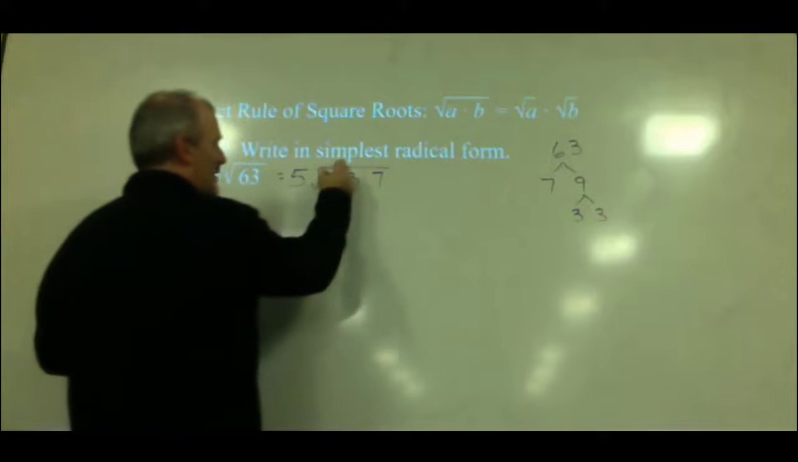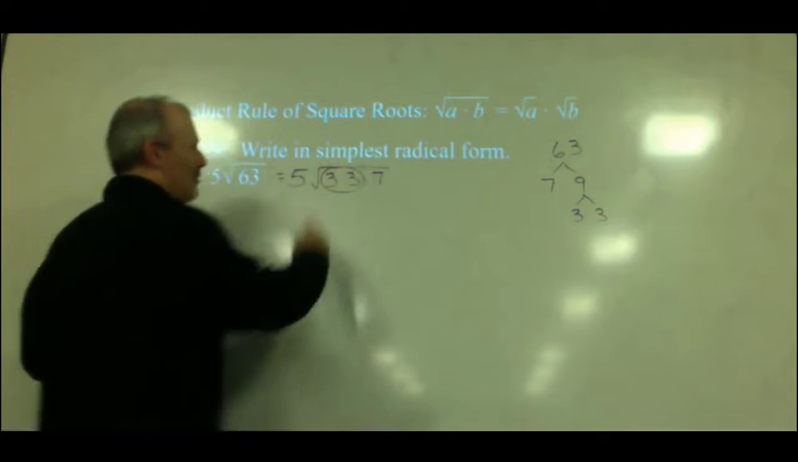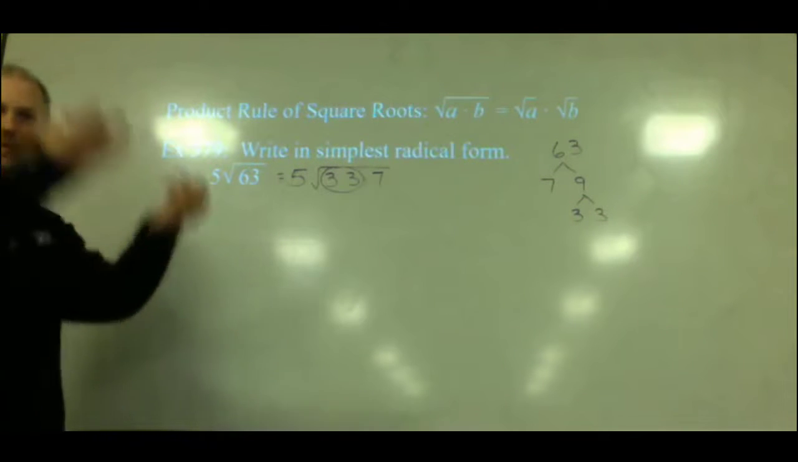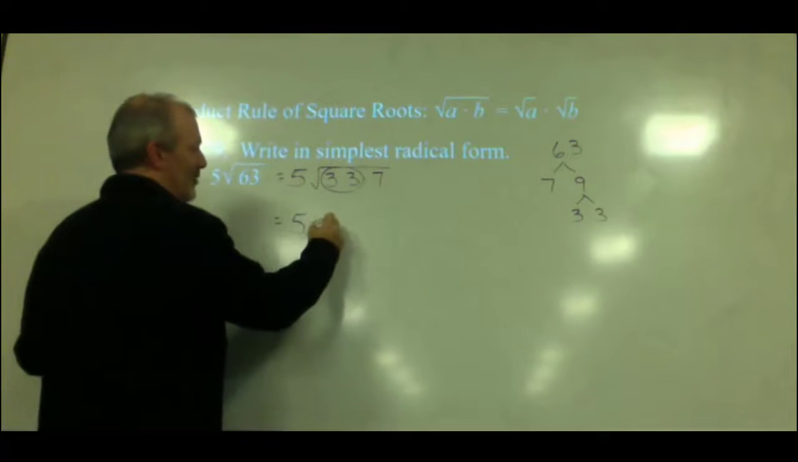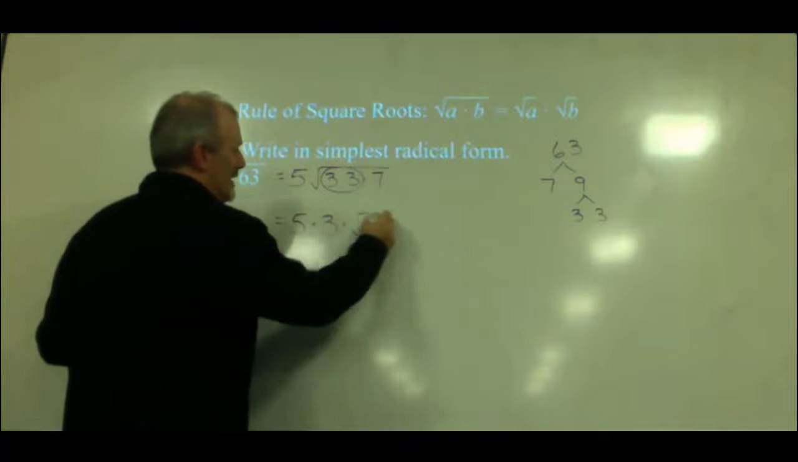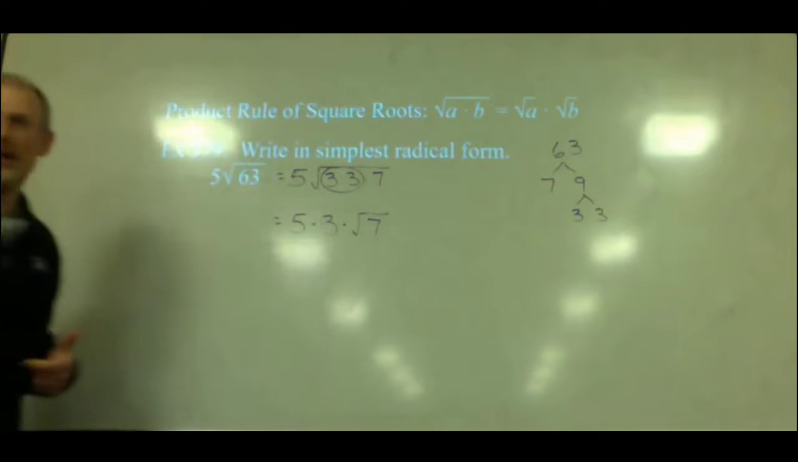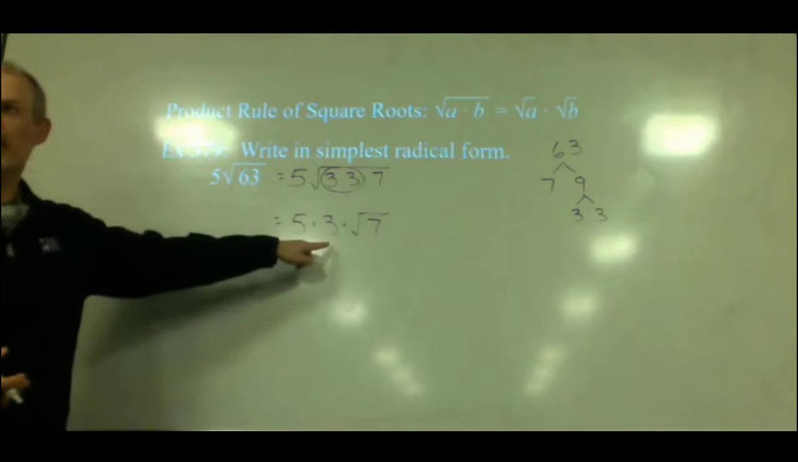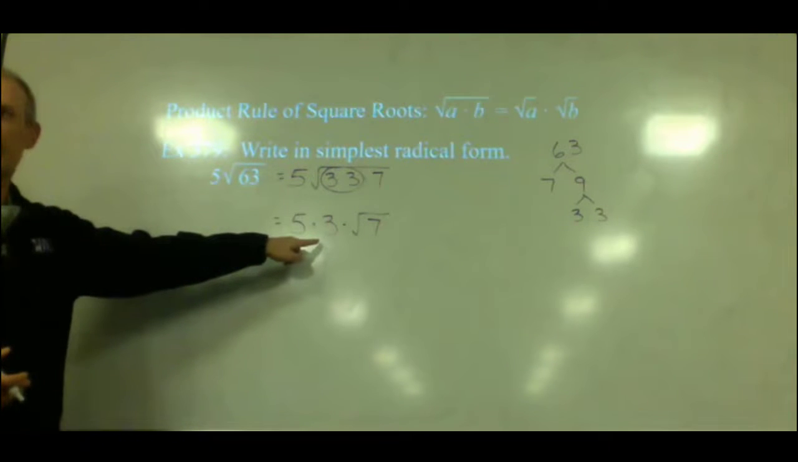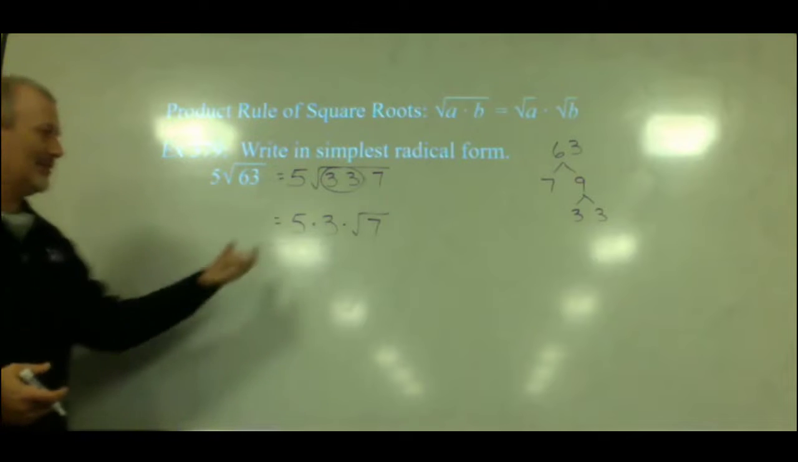Now, because of these two 3s, what does that mean we're going to be able to do? Just use one 3. Take out a 3. So we still have the 5 in the front, but now we have a 3 in the front, and then we still have the 7 on the inside. Is everybody okay with that? So the pair of 3s can escape, and you have a 3 on the outside. And then you just do the math.